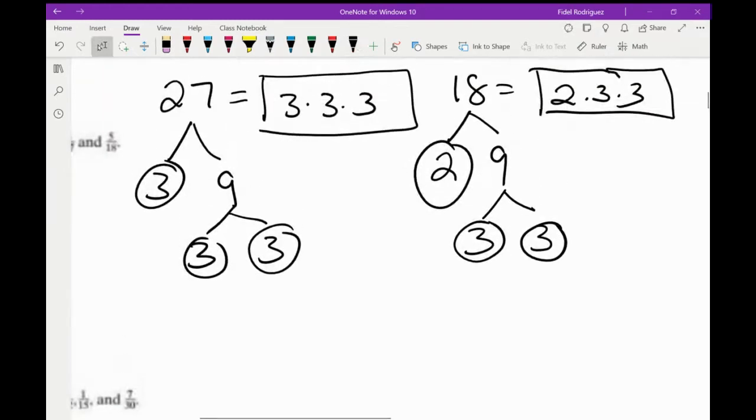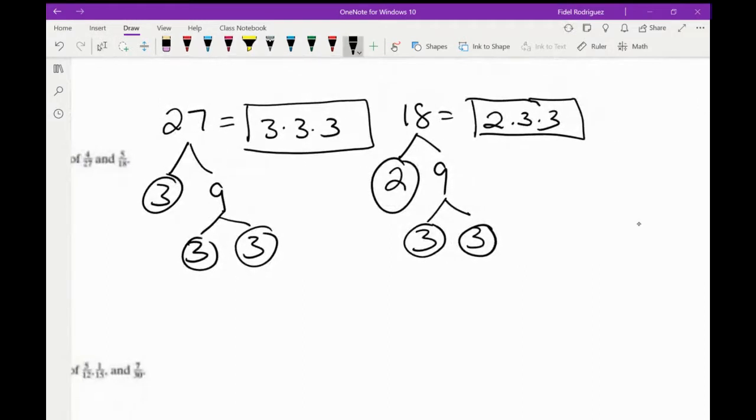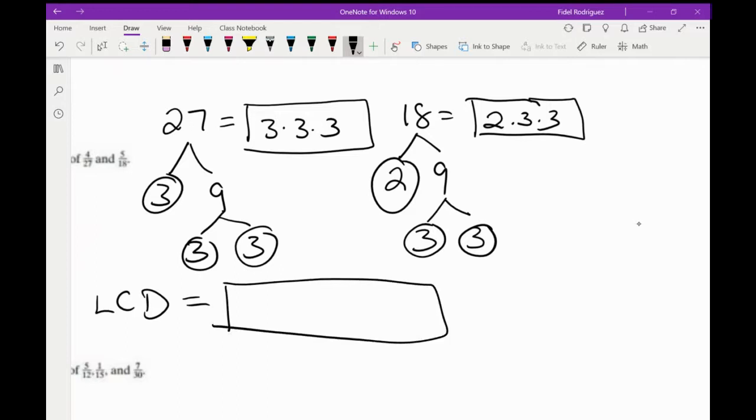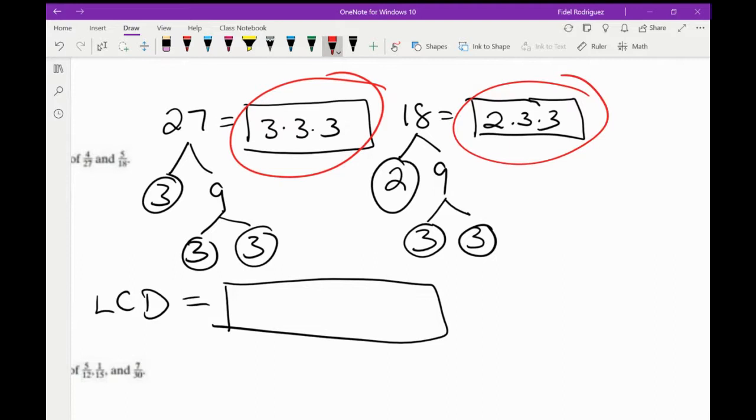Okay. So now what we're going to do is see, can we find what we call the LCD, right? And if we want to find the LCD, we're going to make a list. All right. Now I want you to look up here, guys. In these two boxes, in essence, I really have two different numbers. I have the number 2 and I have the number 3. I just have them repeated. So every number that I see, I'm going to have to write it down. So I'm going to write down the number 2 and I'm going to write down the number 3.